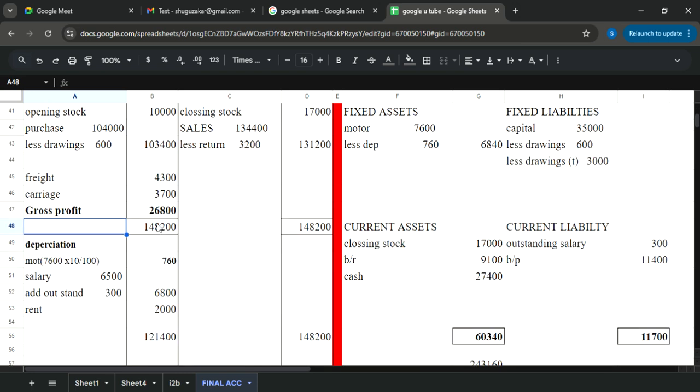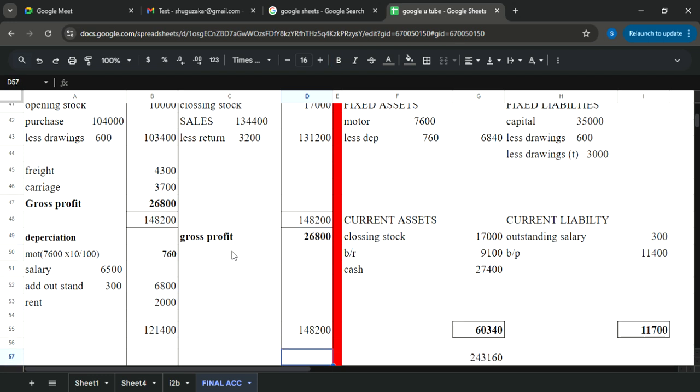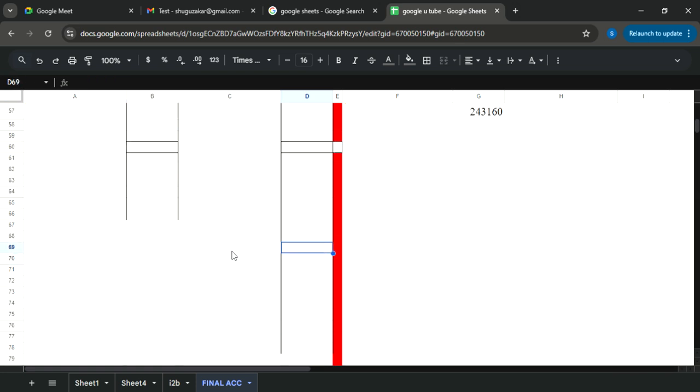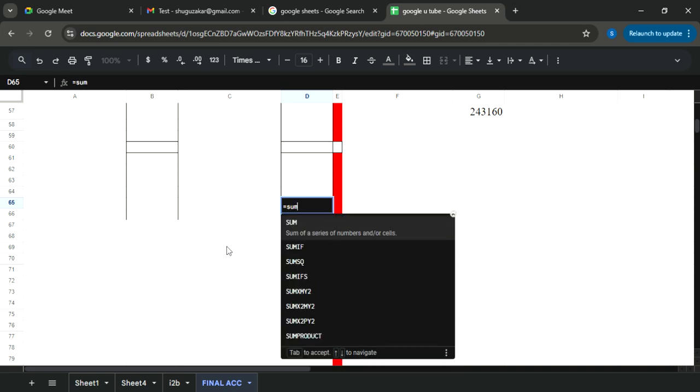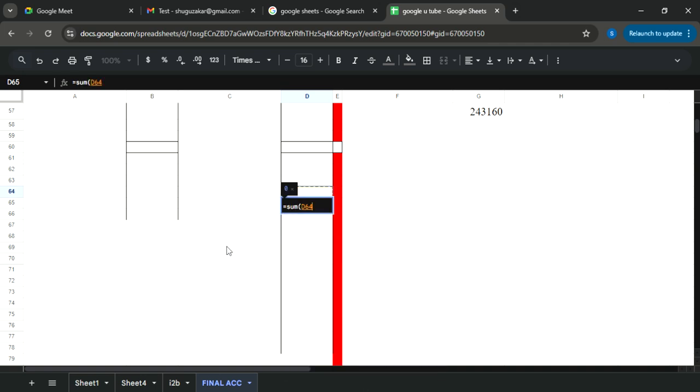Our answer has been arrived at. What you will do is bring this balance down. Gross profit, and that is 26800. These sums were written just for calculations. Now they are not needed, so you may erase them. The next step is to calculate the sum of indirect incomes and indirect expenses.